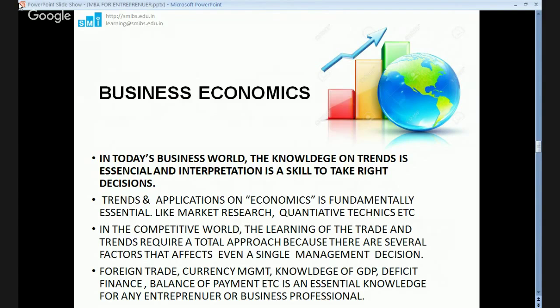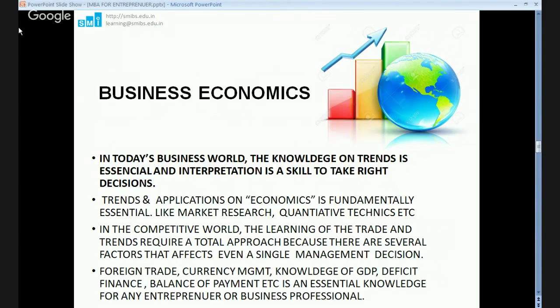Foreign trade, currency management, knowledge of GDP, deficit finance, balance of payment, etc. is essential knowledge for any entrepreneur or business professional. You can see the previous entrepreneurs. They may not be having all these things in the mind. They know how to make profit, how to reduce cost, how to take another market place where we can sell more. But today it is not like that.